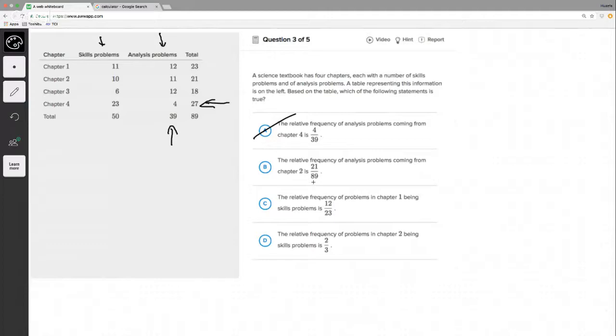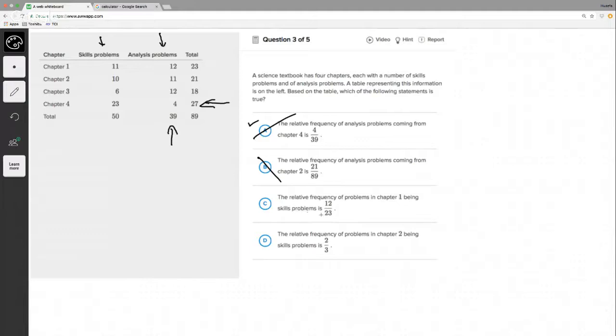So I might be going back and saying A might be okay, but let me look at chapter 2. It says the relative frequency of analysis problems coming from chapter 2 is 21 out of 89. So analysis problems isn't 21, it's 11. Hold on, let me just wait on A. Okay, I'm going to say okay for now. This is definitely wrong, because total problems coming from chapter 2 would be 21 out of 89. So I'm going to knock that off.